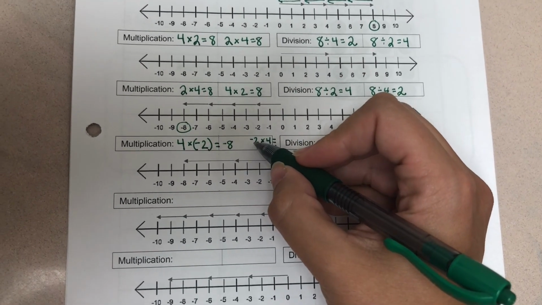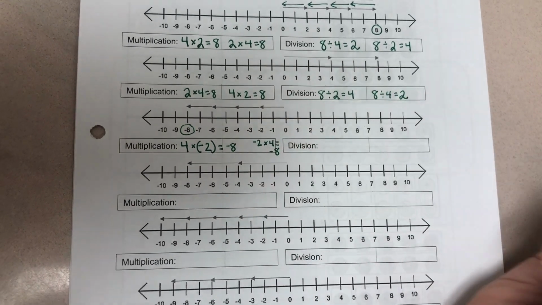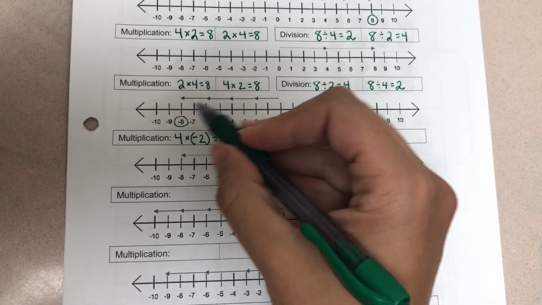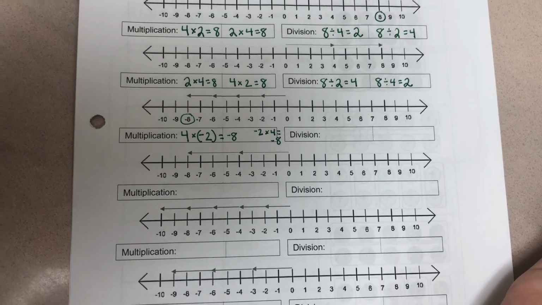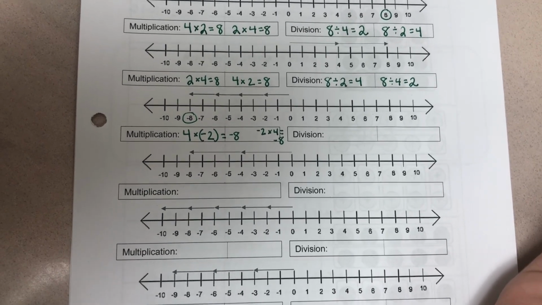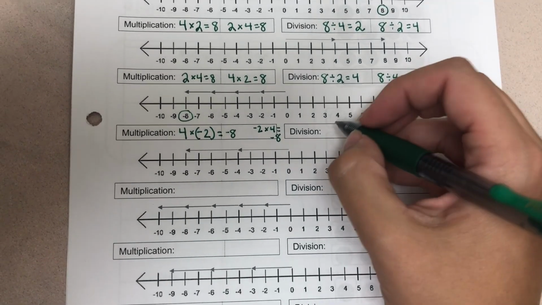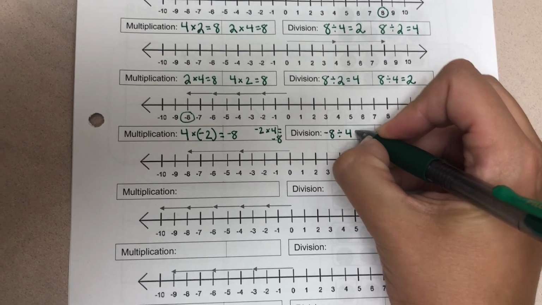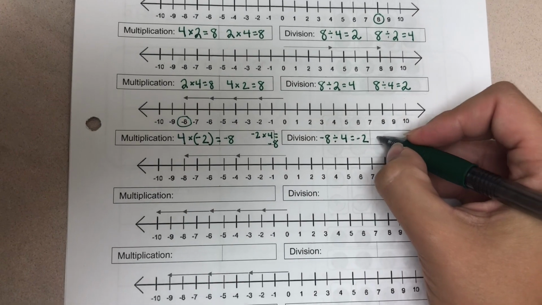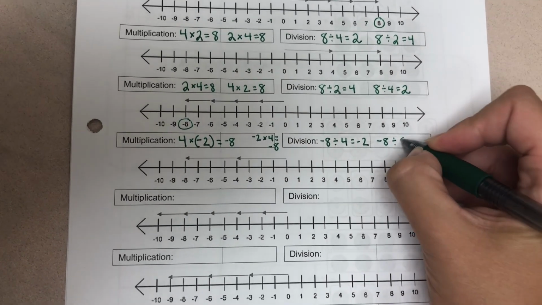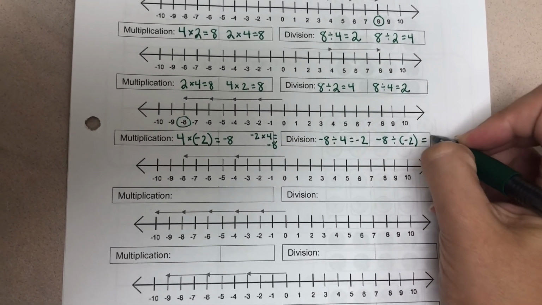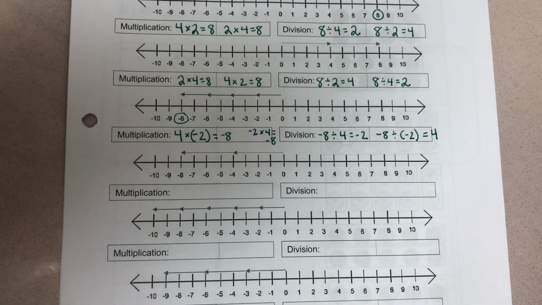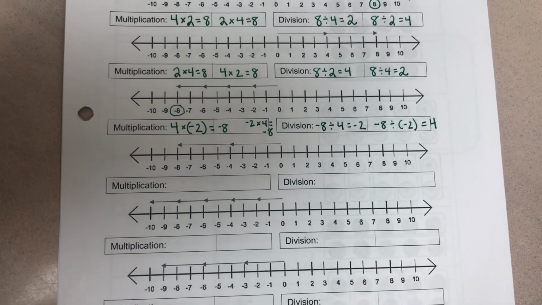Notice how I'm keeping the 2 negative because that's how many it's going in the negative direction. I have 4 arrows regardless of which direction I'm going, but the 2 is representing the negative. So when it comes to my fact family, I can say that negative 8 divided by 4 equals negative 2, or I could say that negative 8 divided by negative 2 equals positive 4, because there are 4 arrows. The number of arrows is not negative.